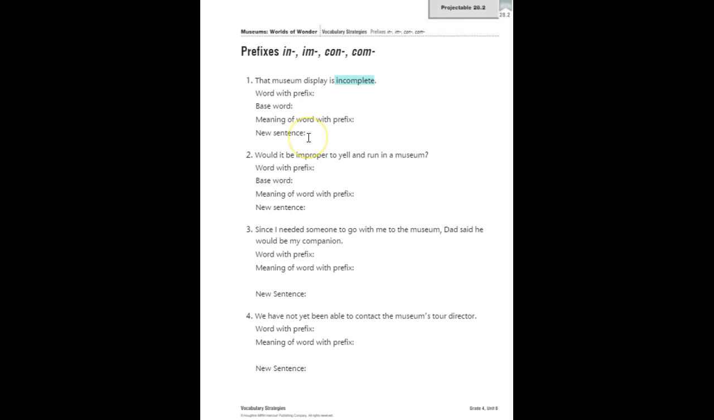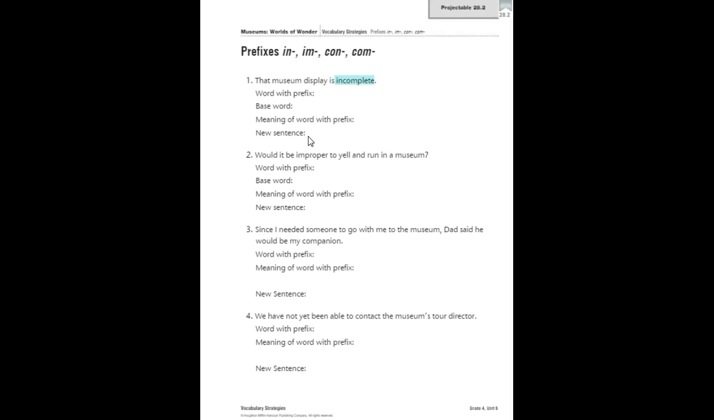Then you're going to write a new sentence. That museum display is not complete. Or you could make an entirely new sentence using that prefix. The building is incomplete, meaning it's not complete. It's not done. It's still being built. Okay, so there is now a reader's notebook page.